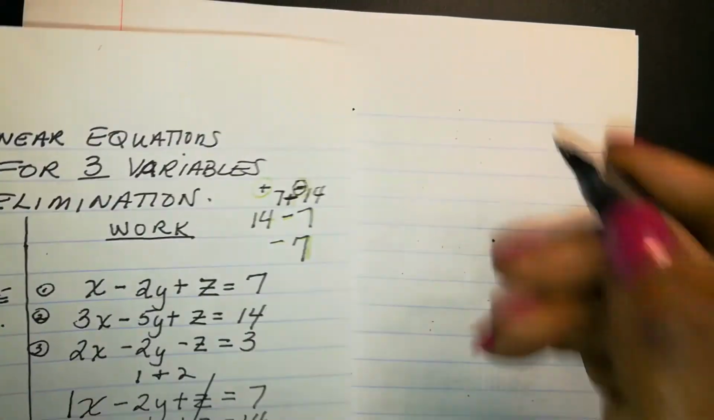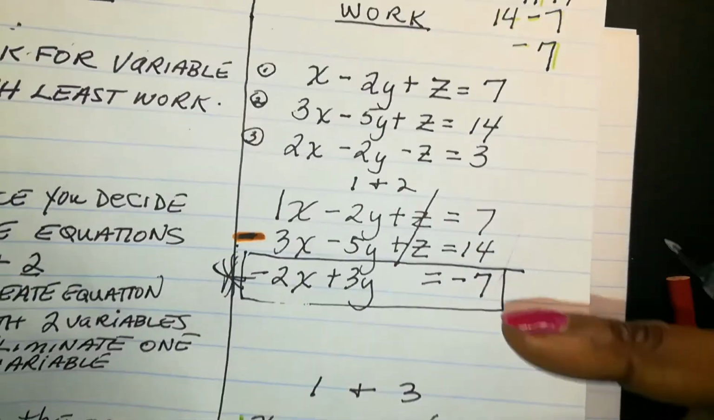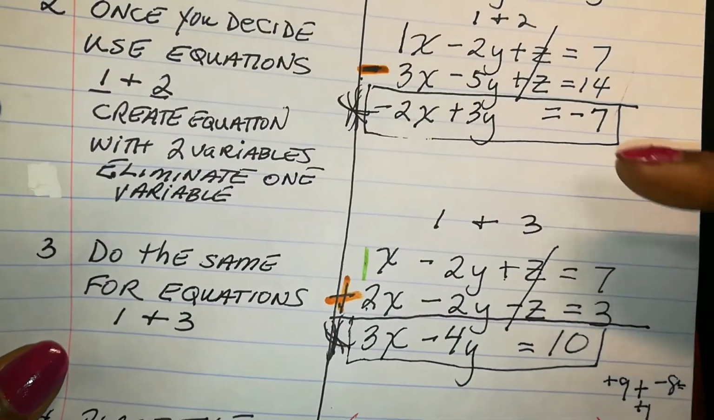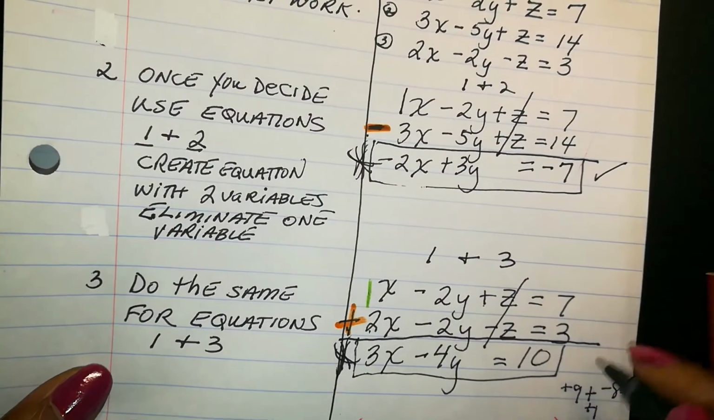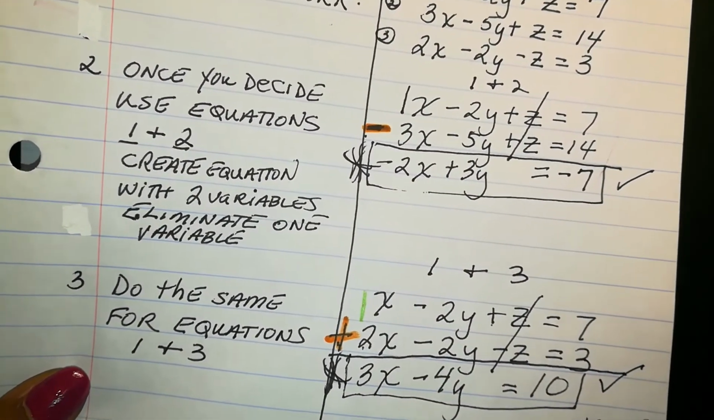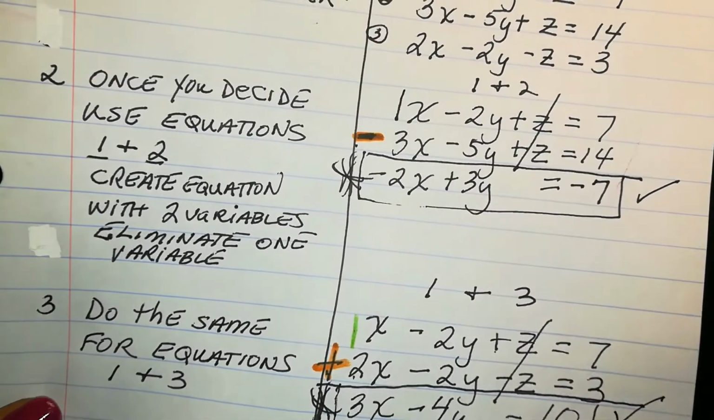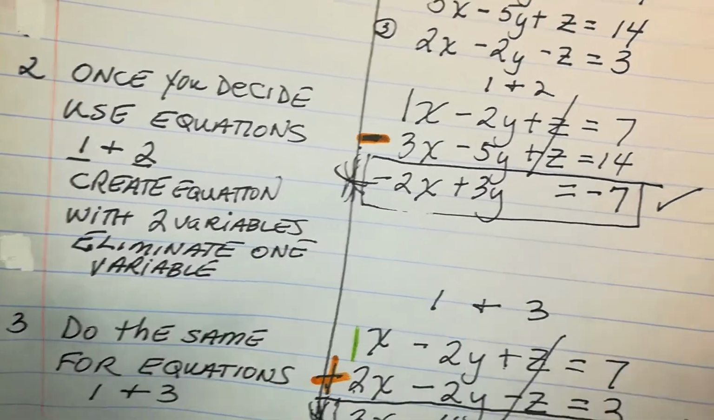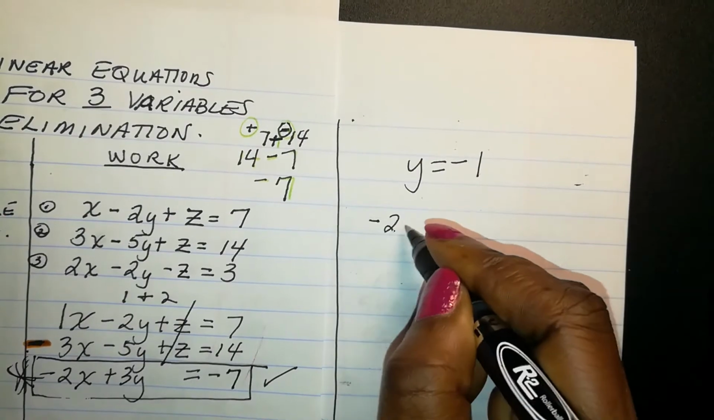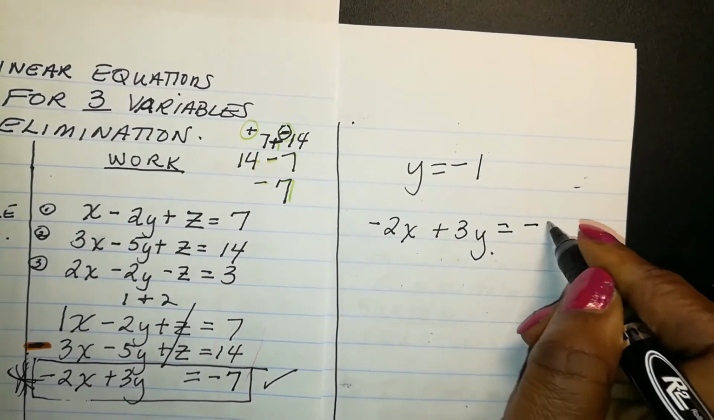We're going to take that variable, which is y equals -1, and substitute it into one of the two equations that we made. Remember, we made two equations, this one or that one. We're going to substitute it into either one you like. I like the first one, so I'm going to stick with the first one. If you want to substitute it into the second one, you can. It will give you the same result. So I'm going to write it right here: -2x plus 3y equals -7.